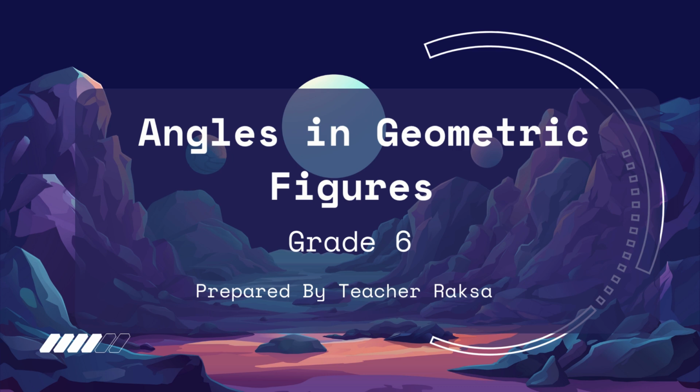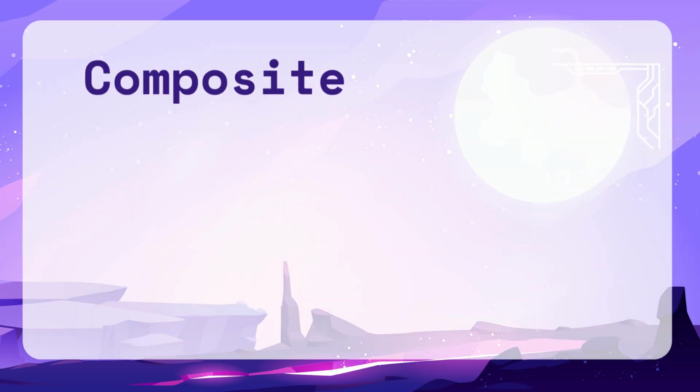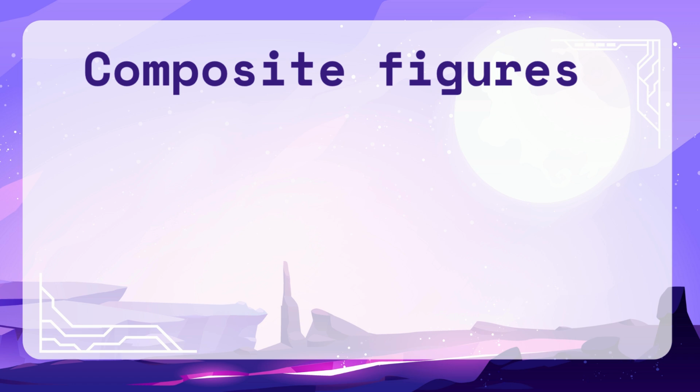In Angles and Geometric Figures Part 1, we learned how to identify and calculate angles in basic shapes like triangles, rectangles, and squares. Now, in Part 2, we're taking it a step further. We'll explore angles in more complex figures, regular polygons, and composite shapes. So let's dive into Part 2 and explore how to solve for unknown angles in composite figures with fun examples and helpful tips along the way.